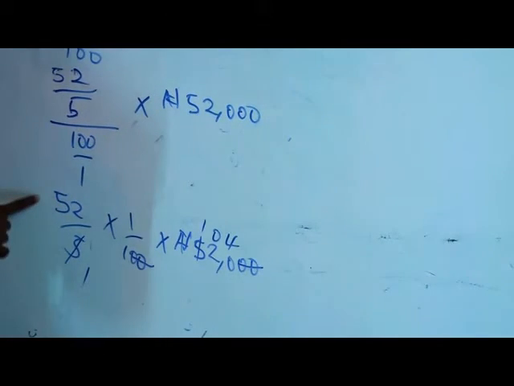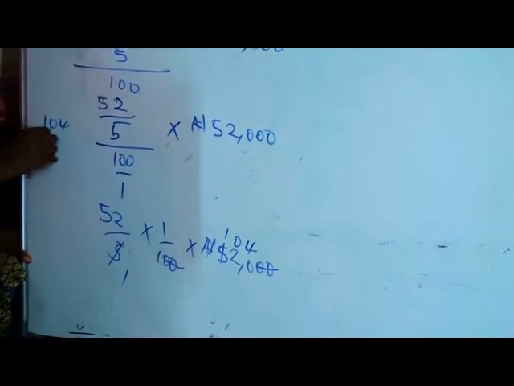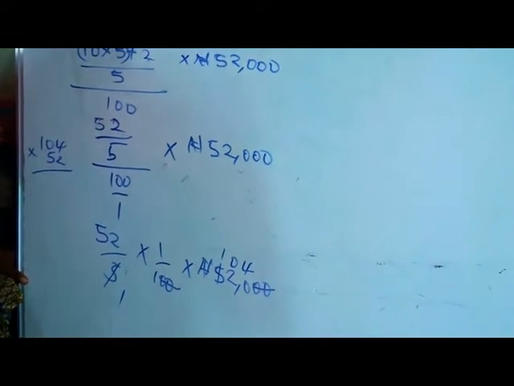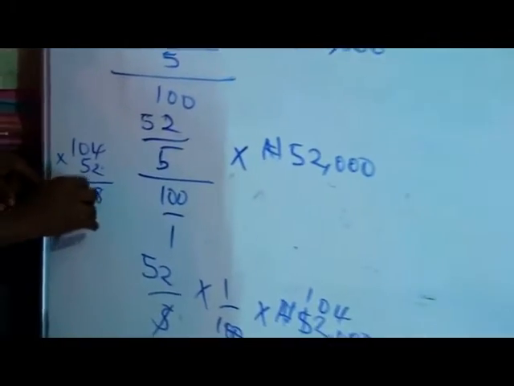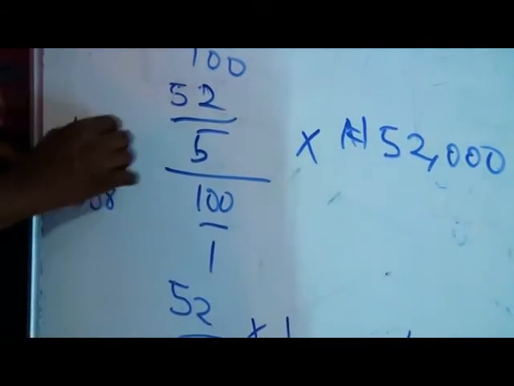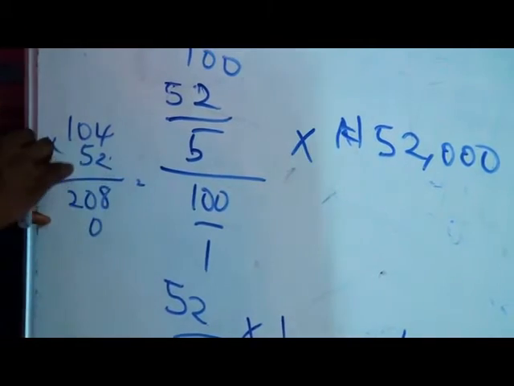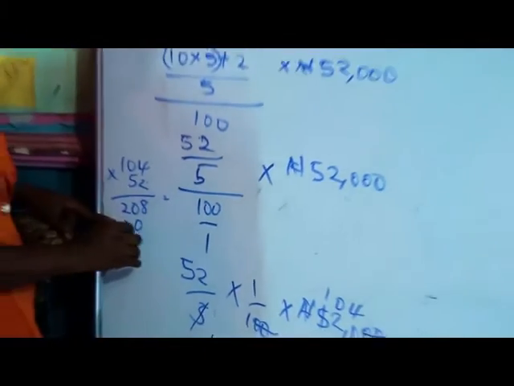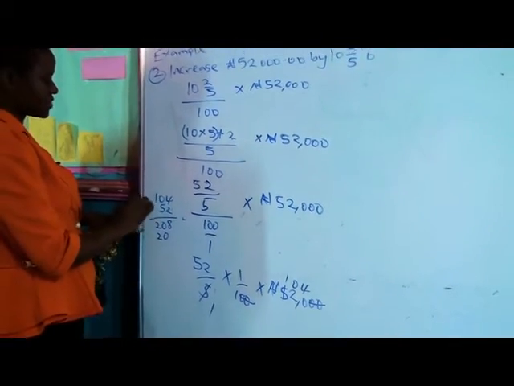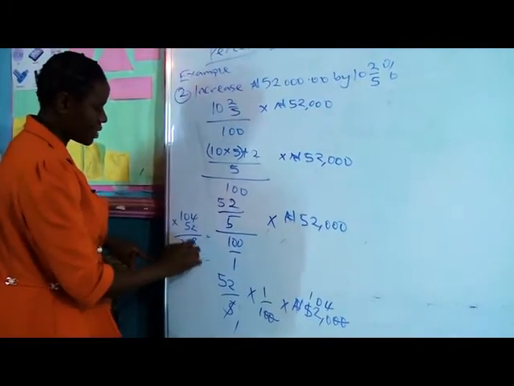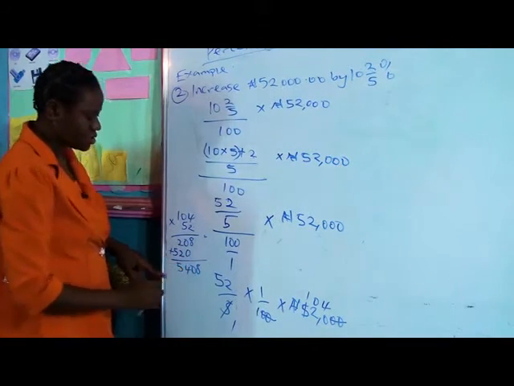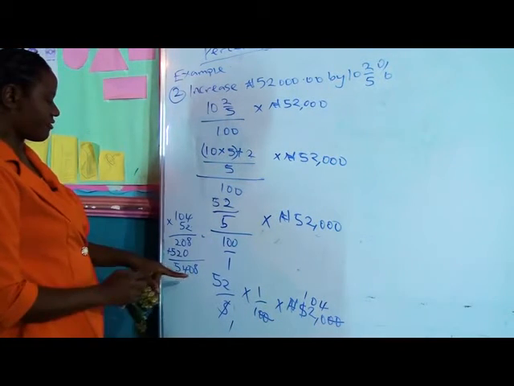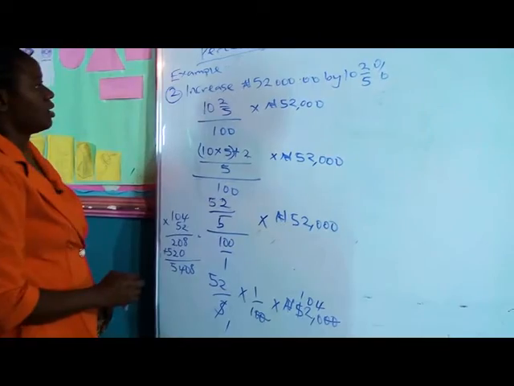So we have 104 times 52 is the increase. So 104 times 52, we have 2 times 4 is 8, 2 times 0 is 0, 2 times 1 is 2, 5 times 4 is 20, lift 2, 5 times 0 is 0 plus 2, 2, then 5 times 1 is 5. By the time we add this together, we get 5,408. So it has an increase of 5,408 naira.